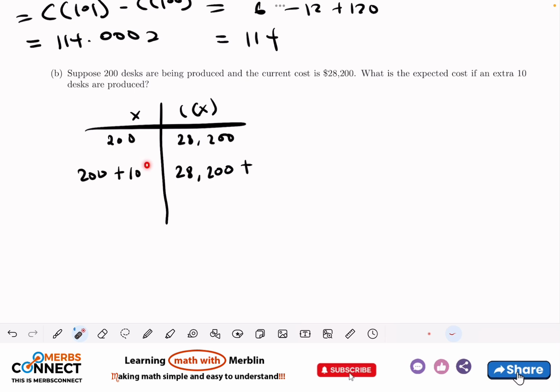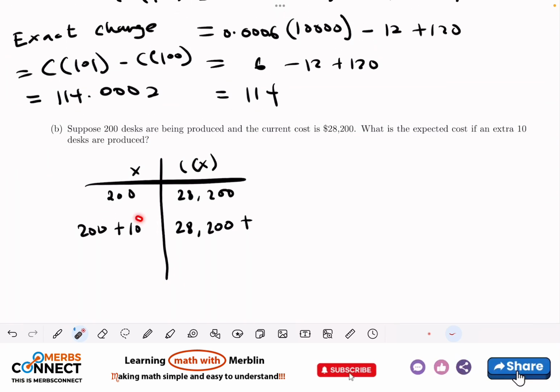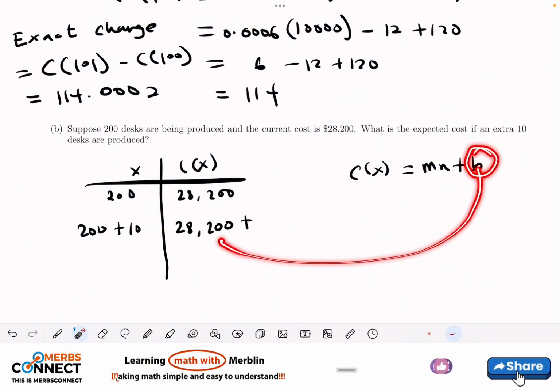Plus, now what will be the cost of me producing this? The cost of producing this depends on the marginal cost, right? So remember, when we are talking about C of x equal to mx plus this, now this is the fixed cost, right? So this is a fixed cost which is here.